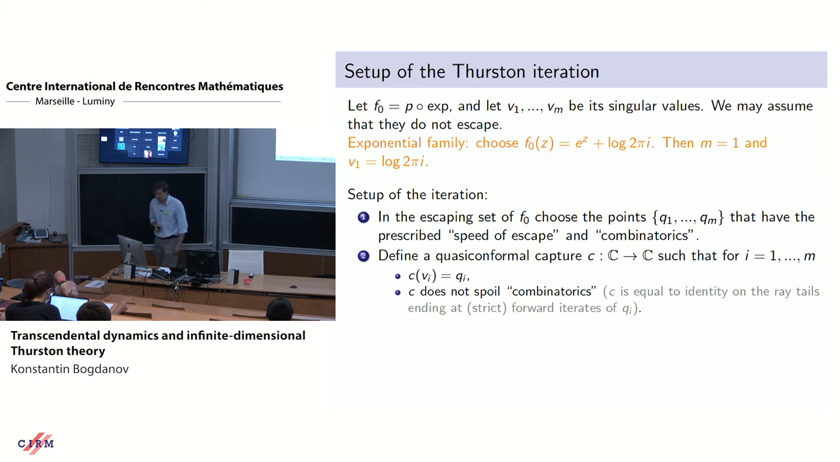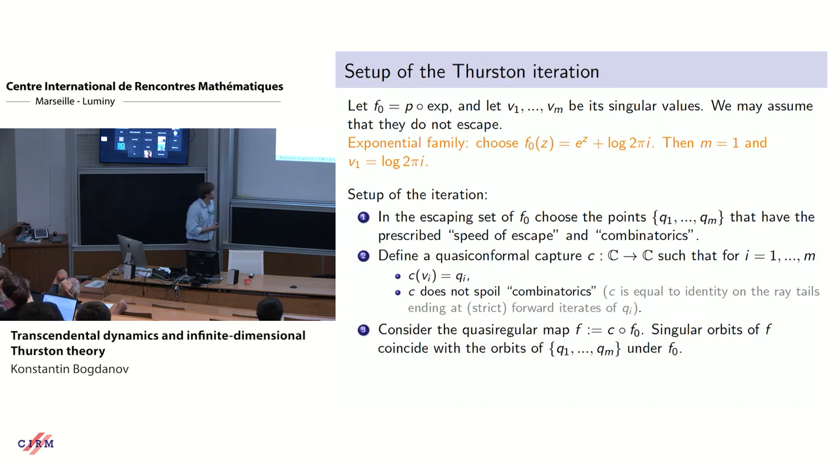The next thing is we define the quasi-conformal capture C, which is simply a quasi-conformal homeomorphism that maps each singular value to the corresponding escaping point, and at the same time does not spoil combinatorics.